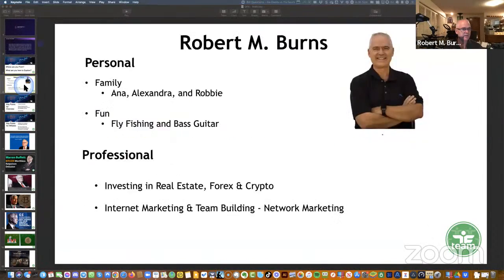A little bit about me for those that don't know me. My name is Robert Burns. I'm 64 years old here in the Seattle, Washington area in the northwest of the USA. Rainy Seattle, Washington. I'm beginning to wonder if we're going to have summer or not. This year has been pretty wet. There's a reason these trees are this big.